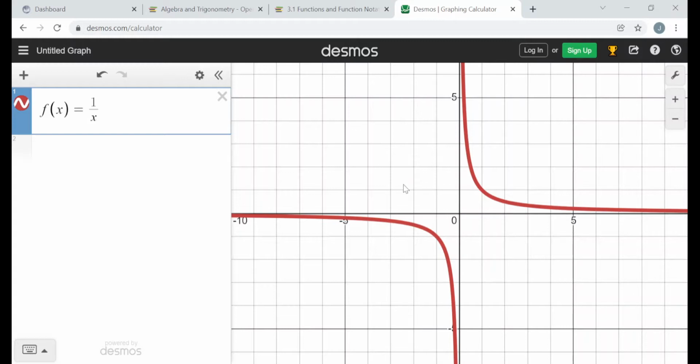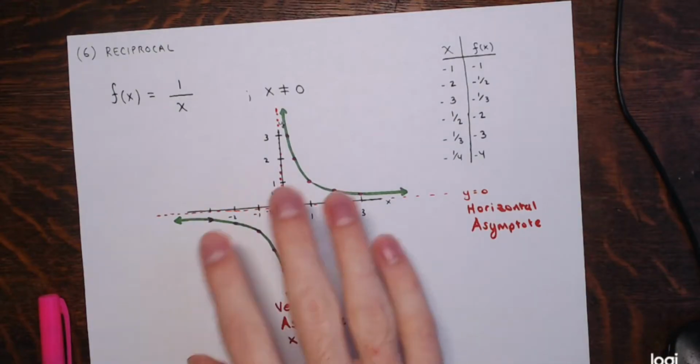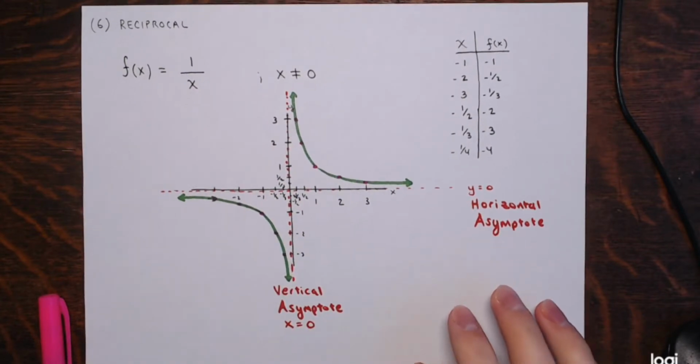This is another special kind of graph. This has a special name to it. It's called a hyperbola, but it's a tilted hyperbola. You'd have to know about rotation of axes and whatnot to see how we can change this into a standard hyperbola, so I'm not going to really get into that right now. Just know what it looks like, this basic reciprocal function.